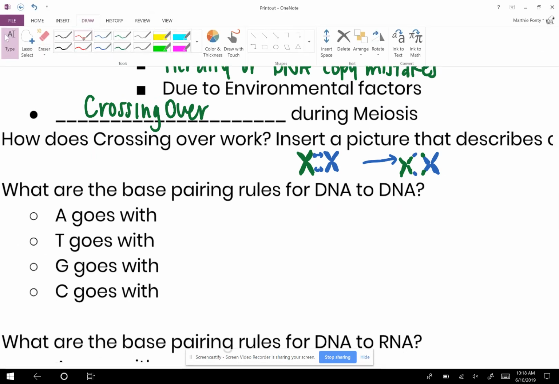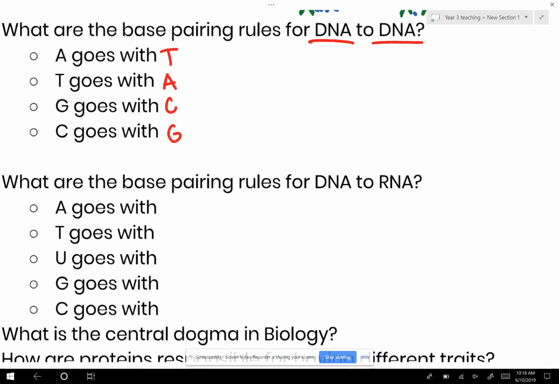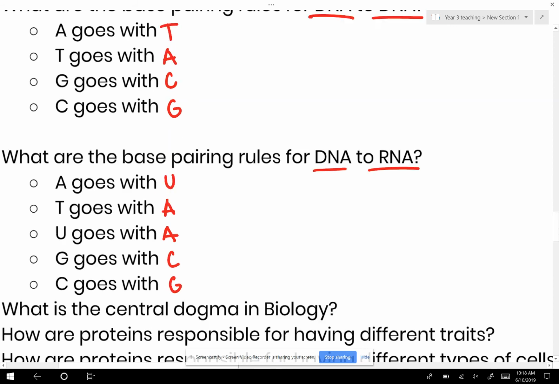So, base pairing rules. I'm going to go through this really quickly because I know people know this. This is DNA to DNA. So A goes with T, T goes with A, G always goes with C, and C always goes with G, right? If we're talking about DNA to RNA, make sure that you guys are reading these questions carefully, right? A goes with U, T goes with A, U goes with A, G goes with C, and C goes with G, right?